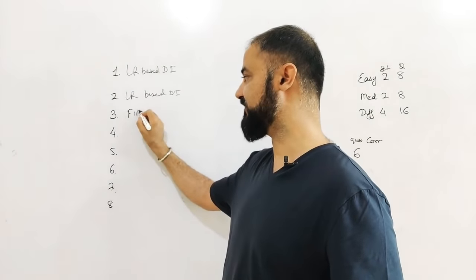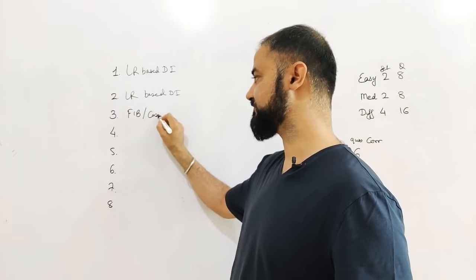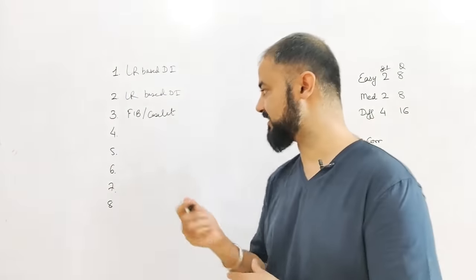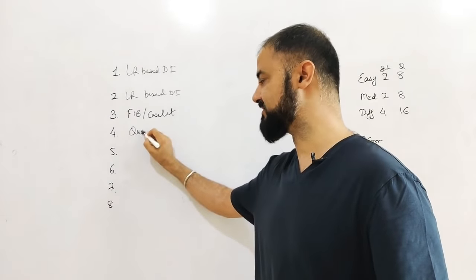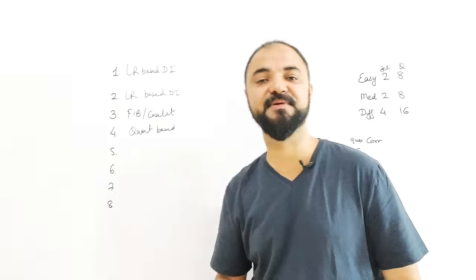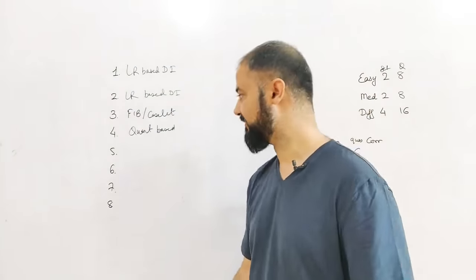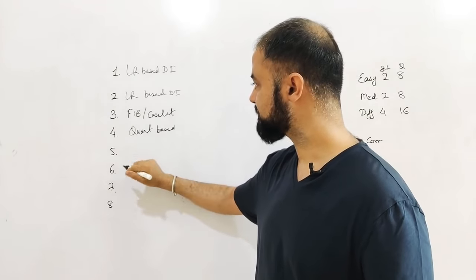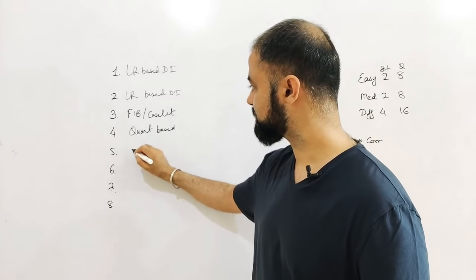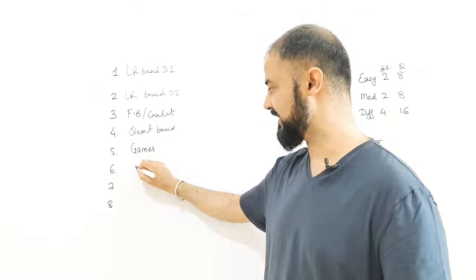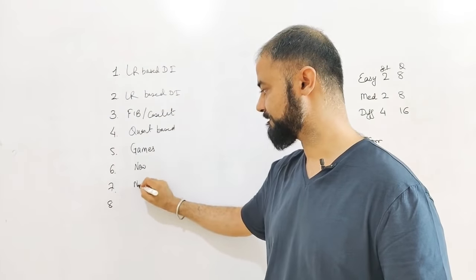One of the sets is fill the blanks or caselet. One of the sets is going to be quant-based DI. If you look at every year, there's one set based on quant-based DI. And one of the sets is going to be games, and 3 sets are going to be new.